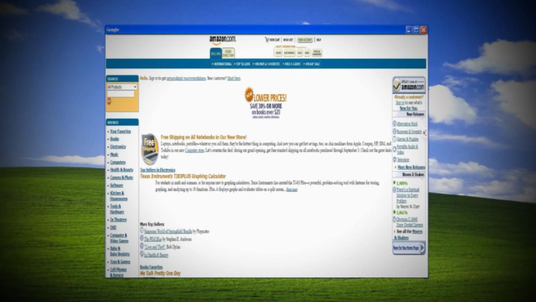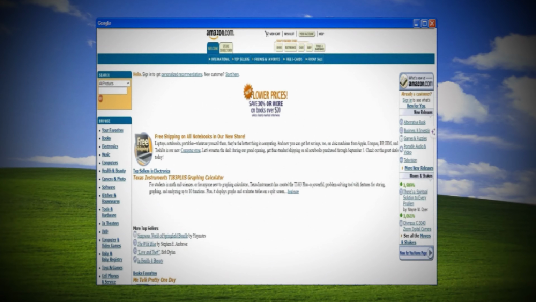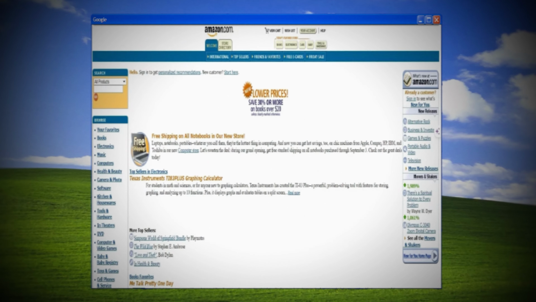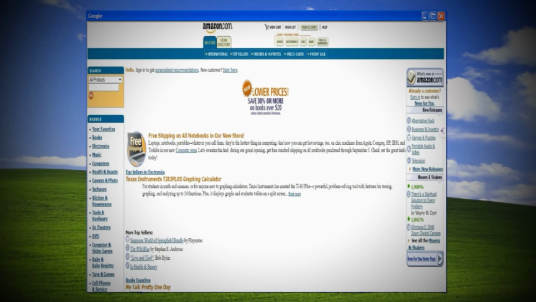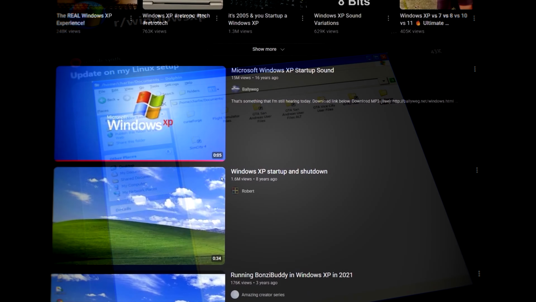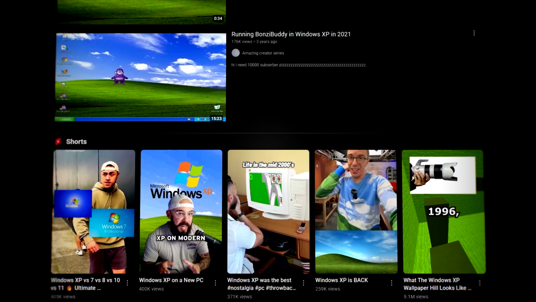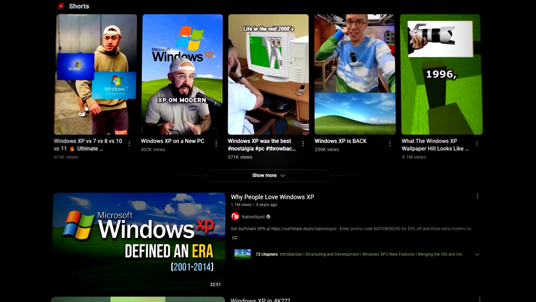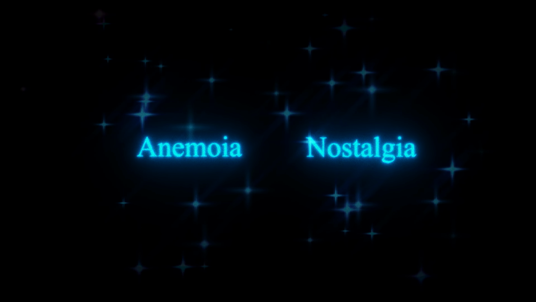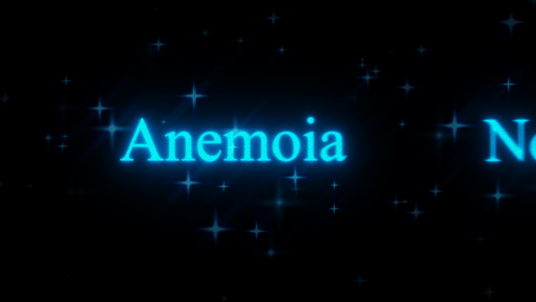But it once housed a generation of people, and they, as well as future generations, look back at it with a sort of fascination. And through that, even if the era is long gone, it's still spread on the internet to this day through different kinds of media. The driving forces that essentially push this fascination of the past being anemoia and nostalgia. The former I would like to focus on.